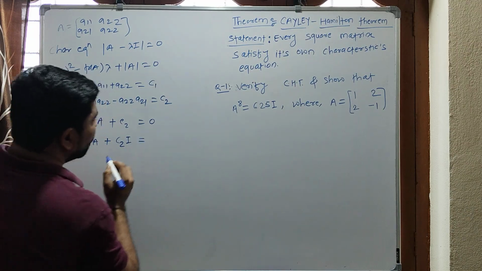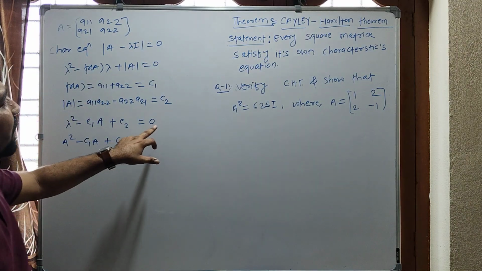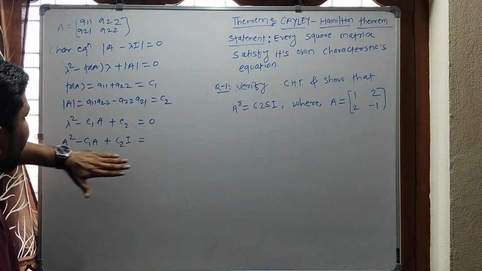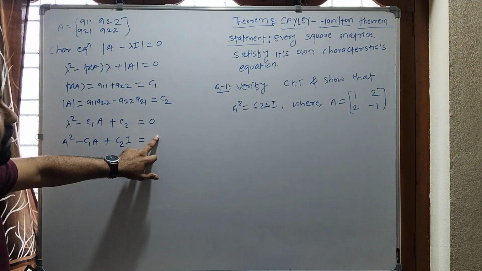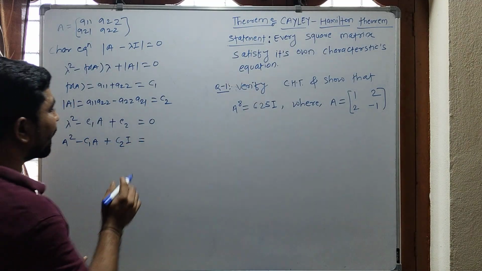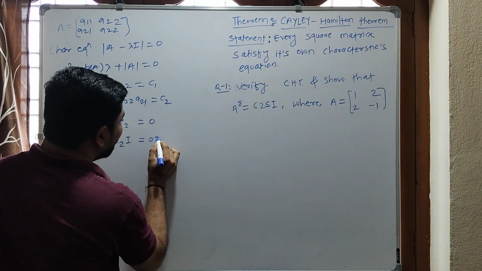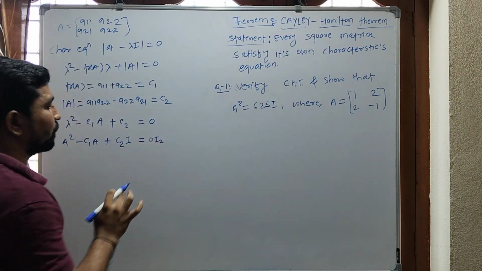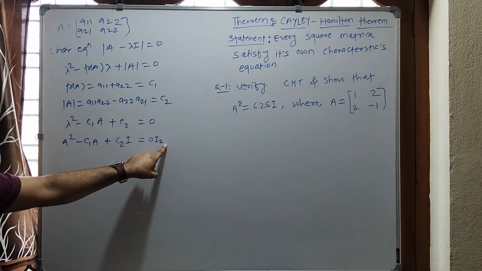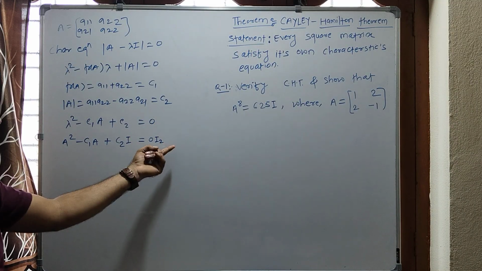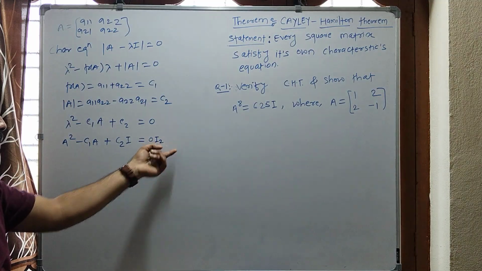So this is equal to 0, which is some scalar. Here the left hand side is a matrix of order 2 cross 2, so I want the right hand side to be a matrix of order 2 cross 2. Here I am multiplying 0 into the identity matrix of order 2 cross 2. So the right hand side must be a matrix of order 2 cross 2.